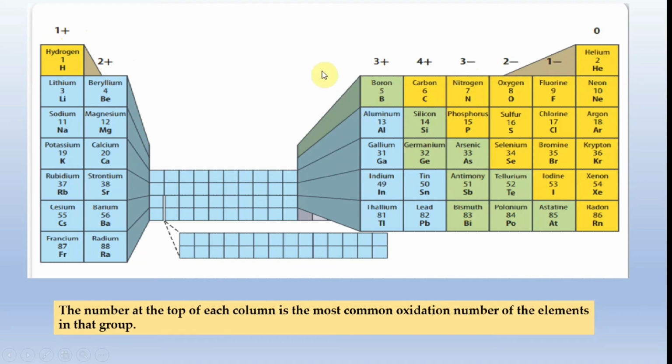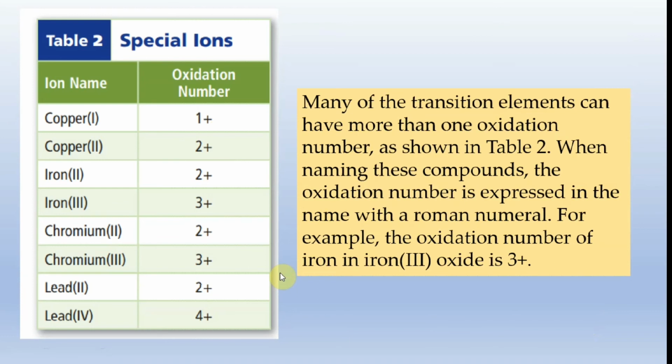Now, you might be asking, what happened with the transition elements? Many of the transition elements can have more than one oxidation number, as shown in Table 2. When naming these compounds, the oxidation number is expressed in the name with a Roman numeral. For example, the oxidation number of iron in iron(III) oxide is 3+.